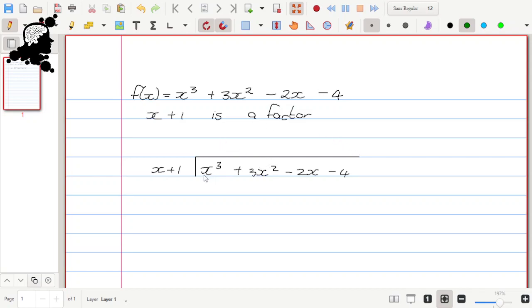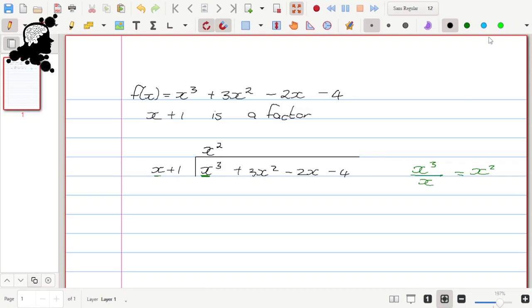So what you do is, you take the first term of your cubic expression divided by the first term of your factor. So, we are saying x cubed divided by x. From laws of exponents, this is supposed to give me x squared. So what I'm going to do is put the x squared right up there.